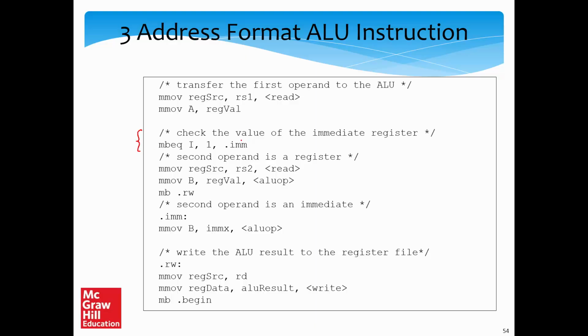So here what we do is we check the value of the immediate register. We compare the contents of register I with the value 1. If I is equal to 1, it means that the immediate is set to true. So we will jump to .im, which is over here. Here we transfer the contents of imx, which is the extended immediate, to the register B.